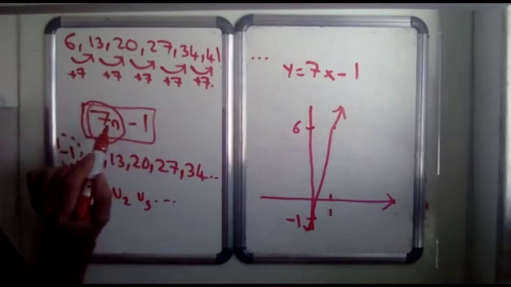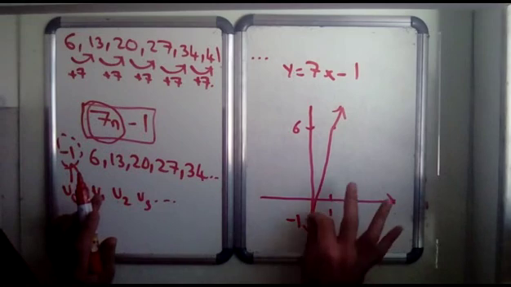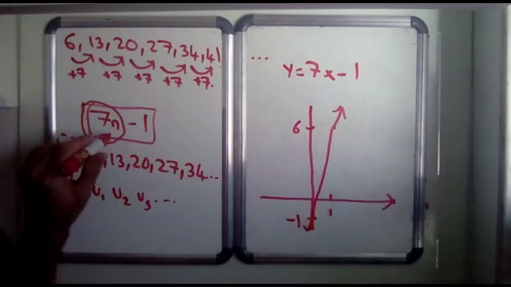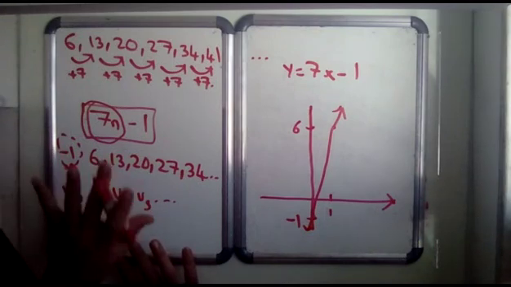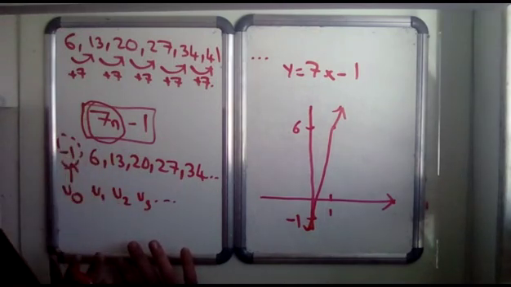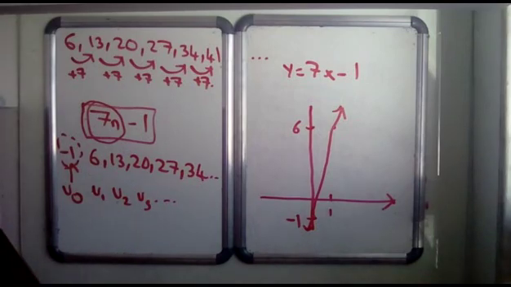And the minus 1 is effectively very similar to what would have been a y-intercept. So if n was 0, what would the term be? And that works for any linear sequence. That's the method I'm going to be using over the next 3 examples.